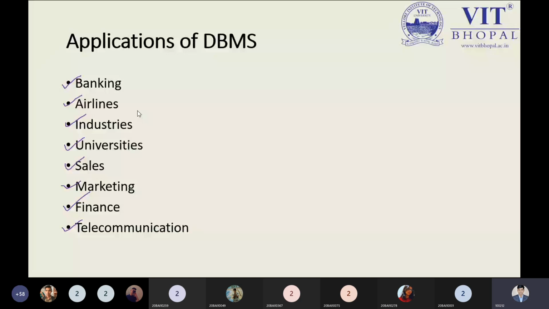Next we have the airlines. In the airlines, we keep the flight details and passenger details. We can connect the flight and passenger by the booking. So all these things are applicable in the airlines.